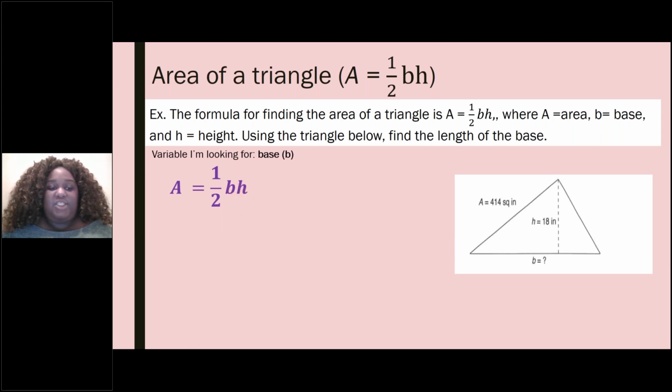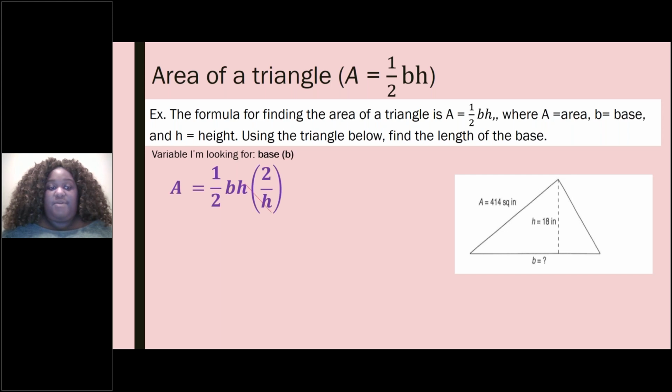If I'm multiplying by H, I'm going to divide by H. And then if I have a fraction here, the way to get rid of this is I'm going to multiply by the reciprocal. And remember, the reciprocal is just the fraction flipped. So I'm going to multiply by 2 and divide by h.